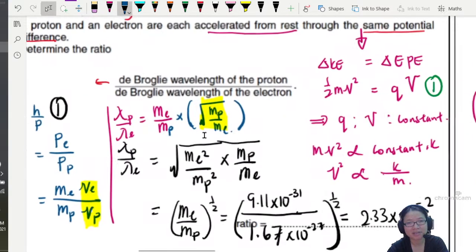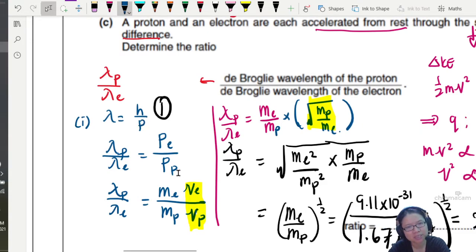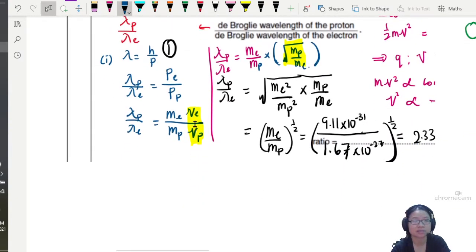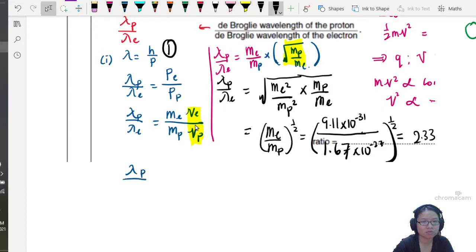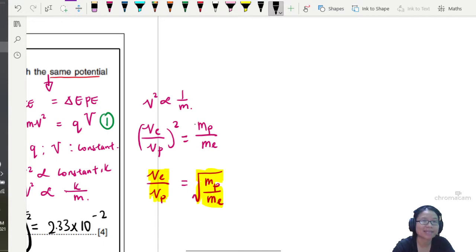For example, if I'm talking about this one, h is constant, so lambda and p are inversely proportional. So lambda P over lambda E is PE over PP. If you're not good with this kind of ratio, an alternative way of writing this, again, this is just for you, is that you can use lambda P over lambda E. Okay, I write here to decrease lag.